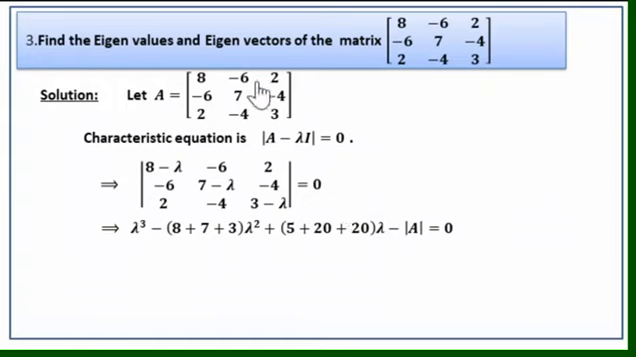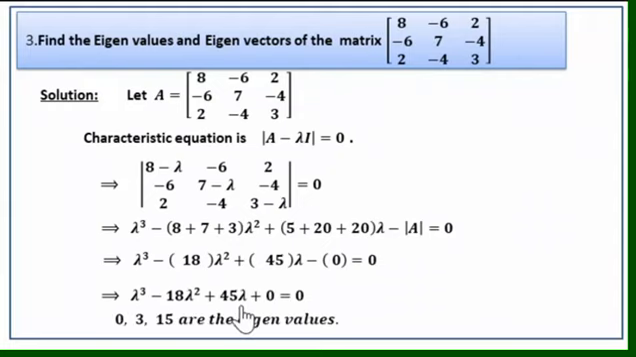Find the determinant of the matrix A and substitute: lambda cube minus 18 lambda square plus 45 lambda minus 0 equal to 0. Here the determinant of A is 0. So find the three roots. The roots are 0, 3 and 15. So the roots of the characteristic equation are the eigenvalues. So the eigenvalues are 0, 3 and 15.